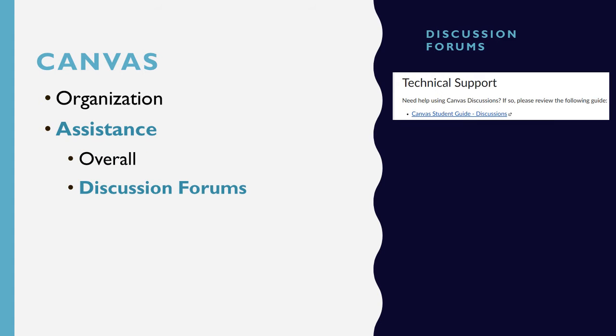Lastly, looking at the discussion forums, this is about the only place where I think it's a little bit unusual and different for people who have used Blackboard before. So I've made sure that at the bottom of each of your discussion forums is this tech support snippet, giving you a link specifically to the Canvas student guide for doing discussions. You can click on that and it will take you over to a section of frequently asked questions for using the discussion forums.